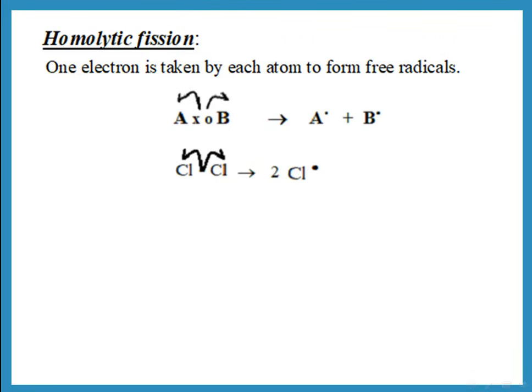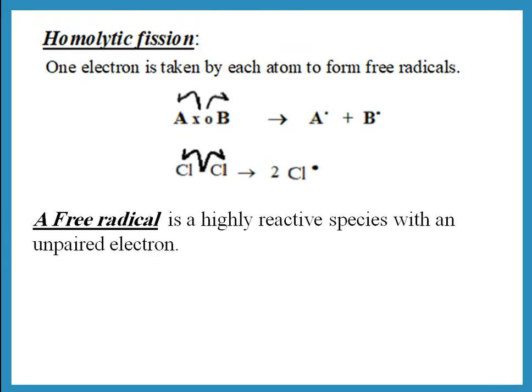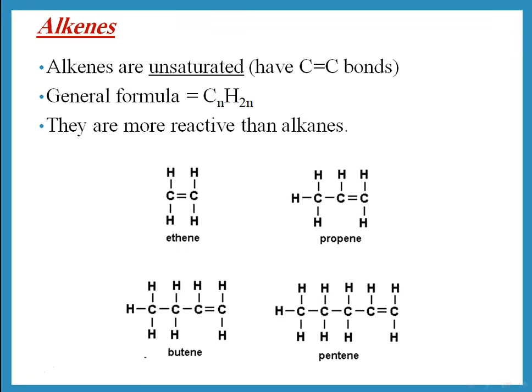When we talked about this in the mechanism for the free radical substitution, we said one electron goes to each of the atoms and forms free radicals. This is an example of what we call homolytic fission. And the free radical that is formed has an unpaired electron and it is very reactive. It will react immediately.